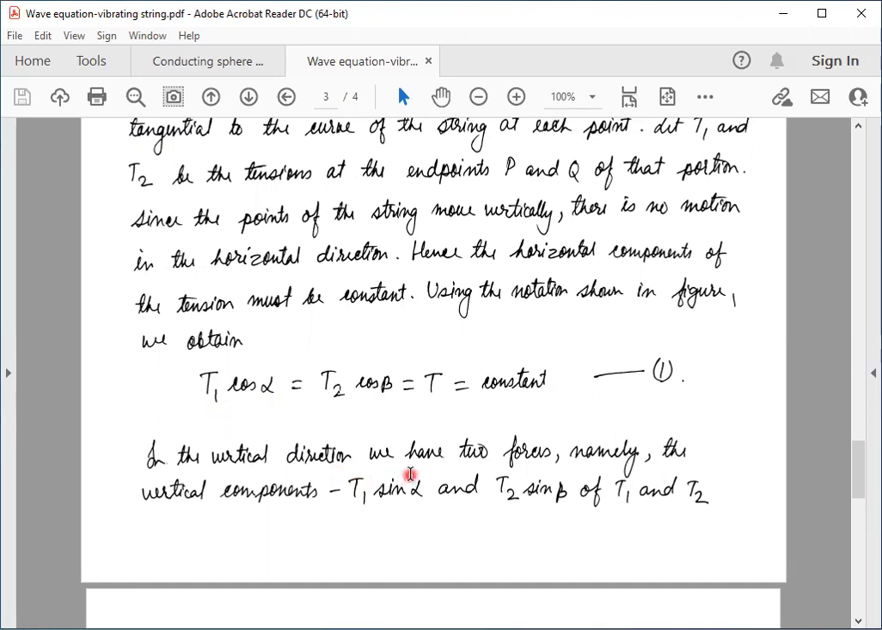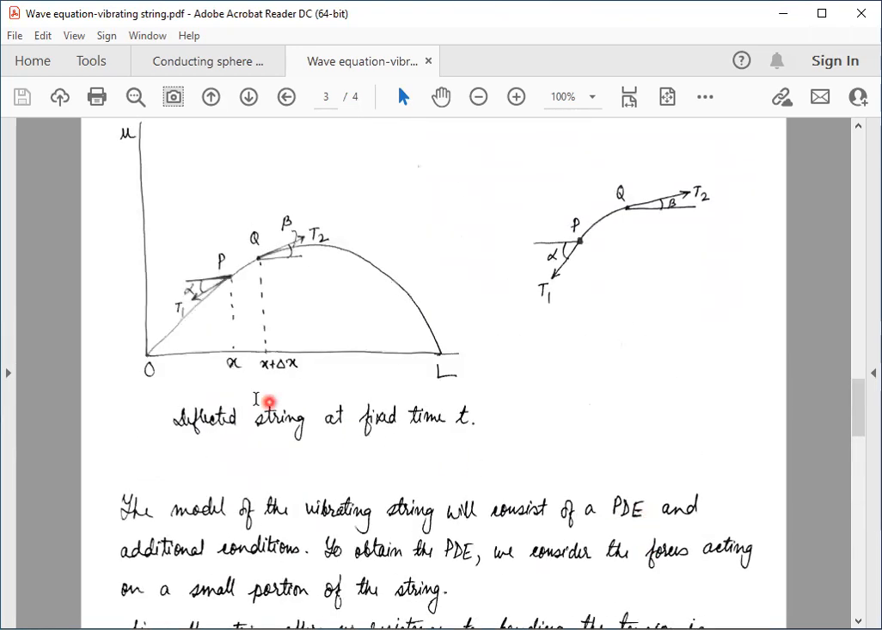Then in the vertical direction, we have two forces, namely the vertical components minus T1 sine alpha and T2 sine beta. Let us look again. T1 is directed downwards, so the vertical component of T1 will be minus T1 sine alpha, and T2 is directed upwards, so the vertical component of T2 will be T2 sine beta.